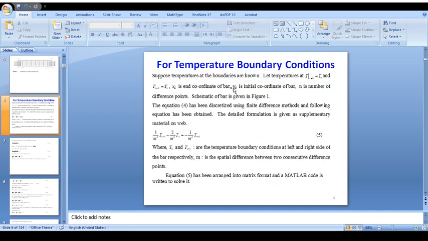The first case is the temperature boundary conditions. In temperature boundary conditions, the temperatures at the boundaries are known. So this is the temperature at the left hand side of the boundary, this is the temperature at the right hand side of the boundary, and in between we have taken n number of difference points just to calculate the temperature at various positions within the material.